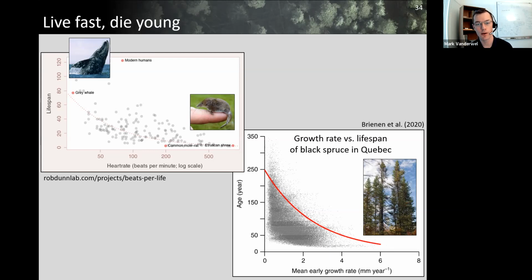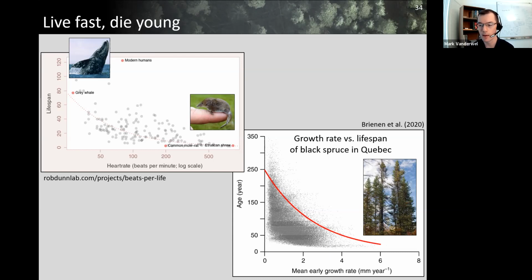The faster an organism's metabolic rate, the more kind of amped up it is, that translates into a shorter lifespan across mammals. And the same is true for trees. The graph in the lower right shows the relationship between tree age and early growth rate for black spruce in Quebec.